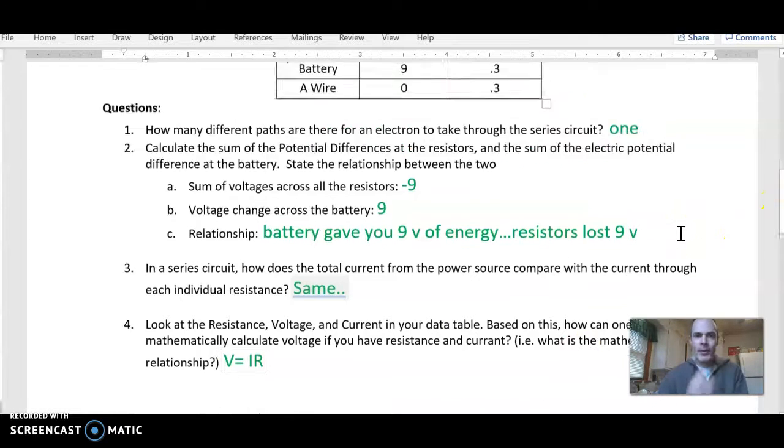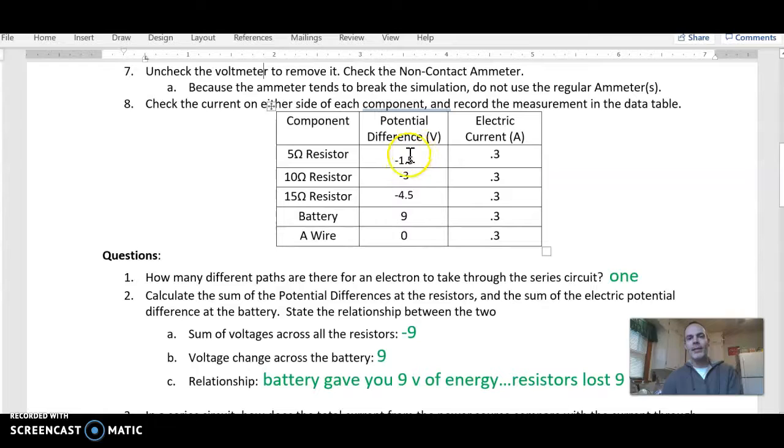What you should have noticed is that your data table should have looked like this. These should have all been negatives if you put the leads in the right direction. I understand that it's easy to make mistakes there. The battery and a wire had 0 volts. The current was all 0.3. What you should have seen is that the sum of the voltages across the resistors was 9 volts, or negative 9 actually, and across the battery was 9.